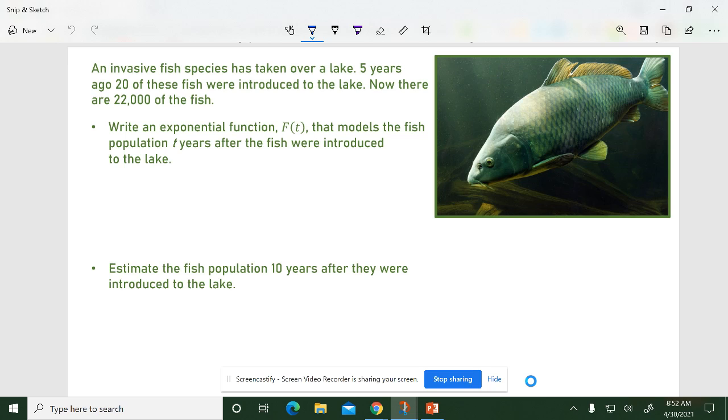So what it asks us to do is write an exponential function f of t that models the fish population t years after the fish were introduced. So here's what we've got. We know the original number of fish was 20. We know that after 5 years, we end up with 22,000. What we don't know is the rate, the relative growth rate of the fish population.